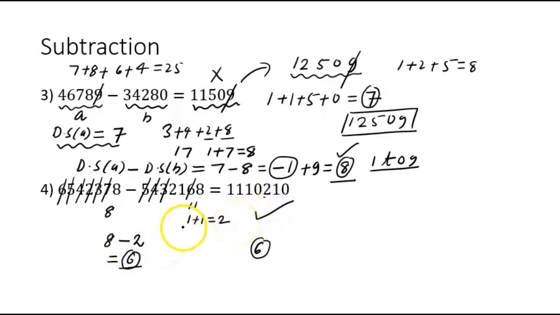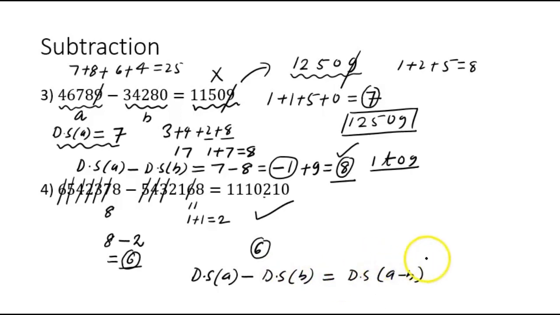You can verify. So we have got the idea that if I have to check the subtraction, then we have to calculate the digit sum of the first number minus the digit sum of the second number. And if it is equal to the digit sum of A minus B, then we consider that the calculation is correct. If it is not equal, then the calculation is not correct.